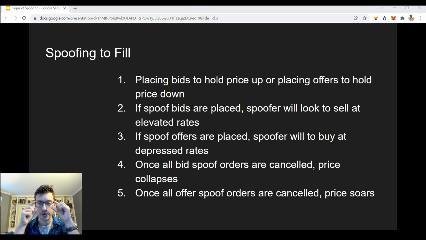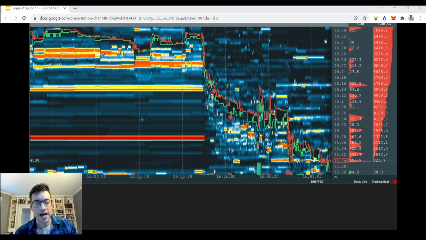Something you need to watch out for. This is spoofing to fill. Essentially what this is, is applying a band-aid to a market, a very short-term band-aid. What an algo will do is place bids to hold price up or place offers to hold price down. What does that look like? It looks like this. I have never seen in my life a more textbook version of spoofing to fill. This is on FTX, and this could not be more textbook spoofing. Like, could not be more textbook.